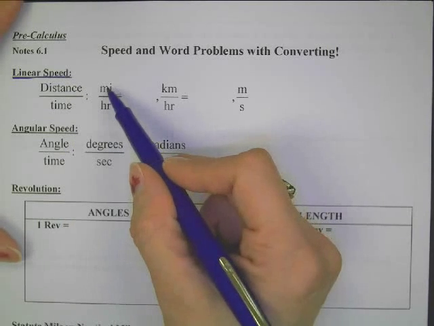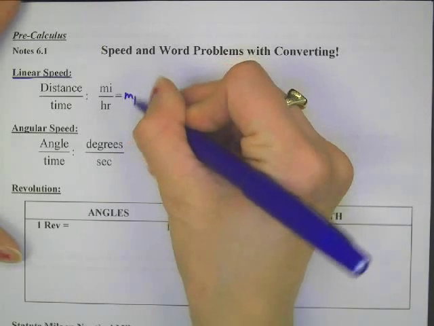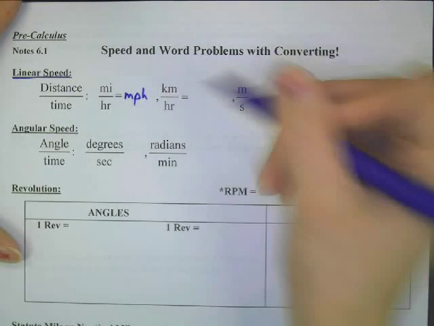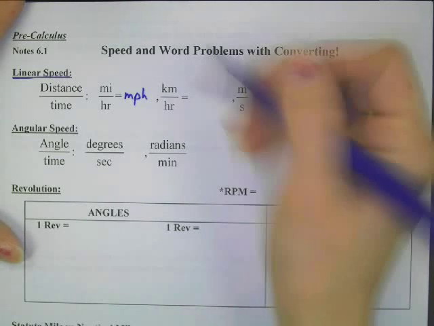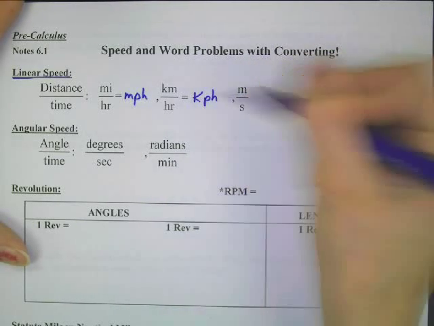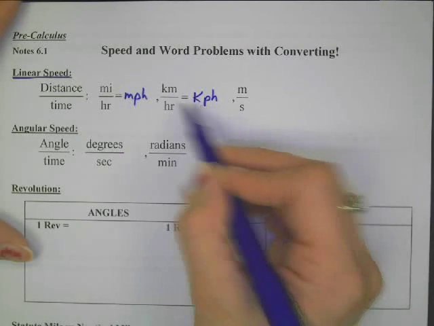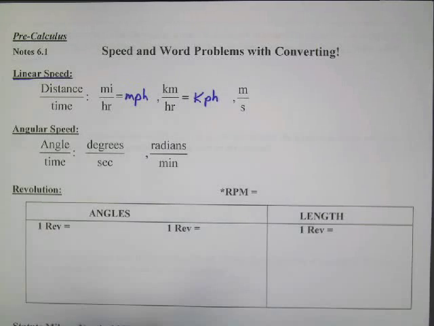So, for example, maybe miles per hour, which you can abbreviate, of course, as MPH. You could also do kilometers per hour, which would be KPH, or maybe meters per second. Okay, so if you see one of these little abbreviations, please know what that means. These are the things that we're used to. You go a distance, a flat distance with respect to time.